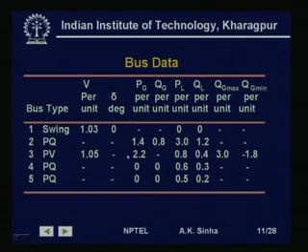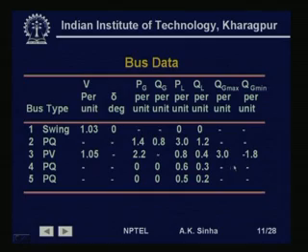Now, since we know this PG and we know this PL, we can find out PI. So, PI is specified and V is specified. And one more thing which is specified at this bus is that most of the generators will have limits on reactive power generation. So, QG max and QG min is also specified here.